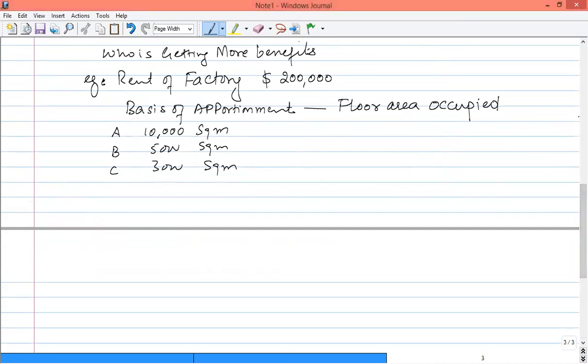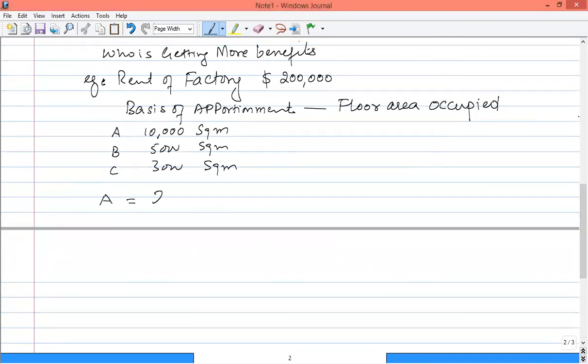So how it is to be charged to A: the total amount to be charged is 200,000 overheads multiplied by the area occupied divided by the total area of the factory. In this way, we can identify what amount of the total overhead cost is to be accepted by the production cost center A. And similarly we can share this out to the other cost centers.